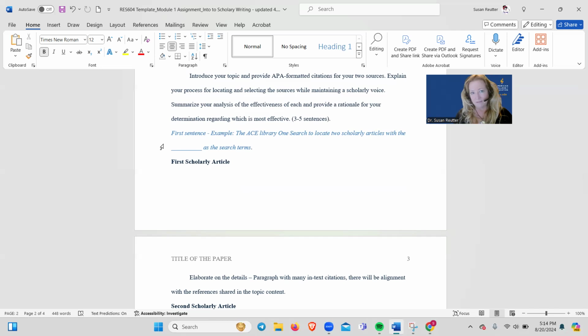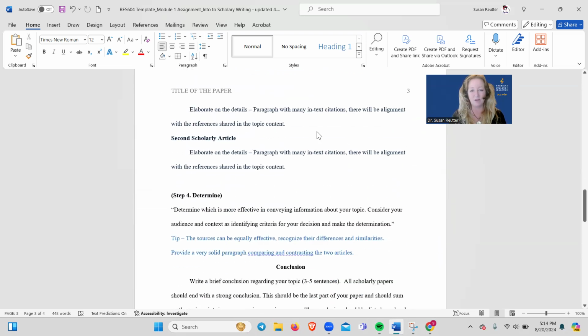Your first line of the paragraph, basically, when you're talking about finding resources, is, as an example, the ACE Library One Search was used to locate 2 scholarly articles. And then you can say the keyword search, key terms were, list them. And then you can say something to the effect of professional association and government websites were considered as well or used.